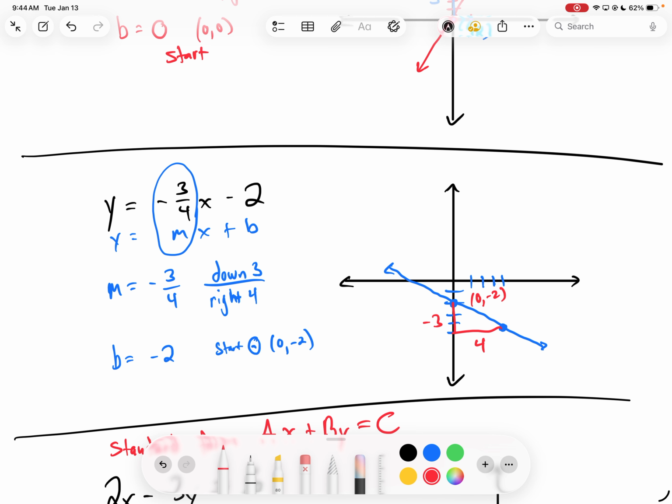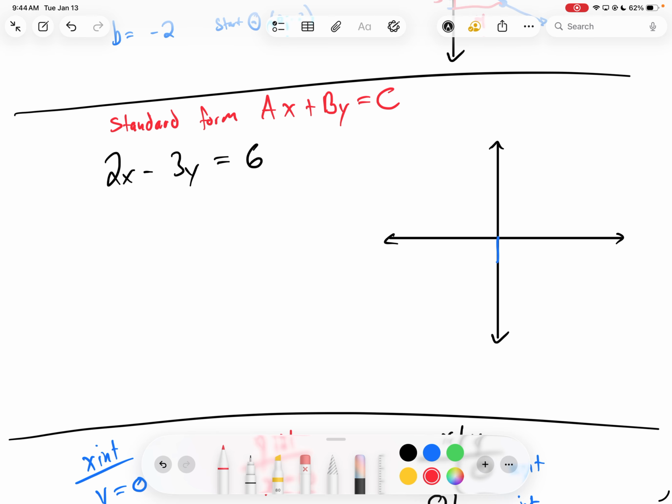If they give it to you in this form right here, this is called standard form, the ax plus by equals c. I think it is easiest to go ahead and move it into y equals mx plus b from here. Unfortunately, that does involve a little bit of algebra. I'll kind of show an alternate way of doing these in just a second. I kind of think that Alex makes you do it both ways, though.